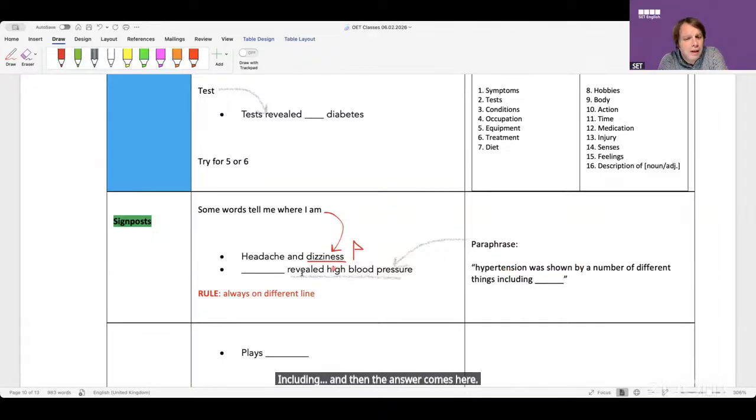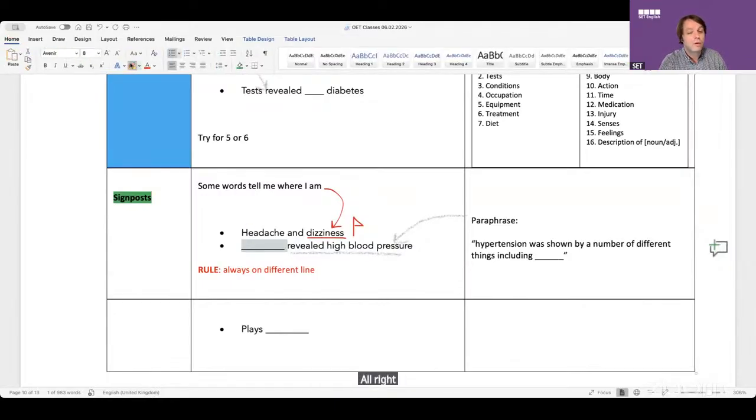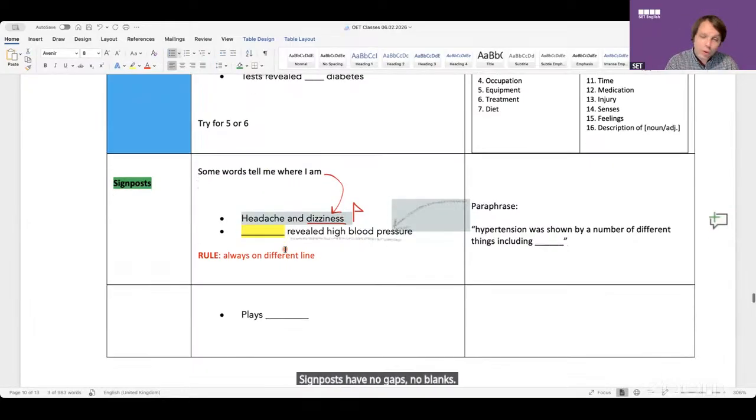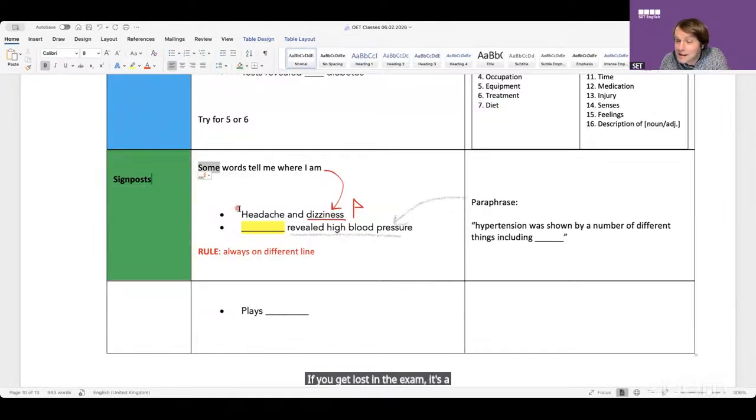You get the point? Don't take any of these words as something that will show you where you are if you want to get this answer. You have to look for words with no gaps. Signposts have no gaps, no blanks. It'll take you 1 or 2 seconds just to quickly see, oh yeah, here are my signposts. Don't get lost in the exam. If you get lost in the exam, it's a bit of a disaster. If you don't know where you are, it could be a really bad score for you.